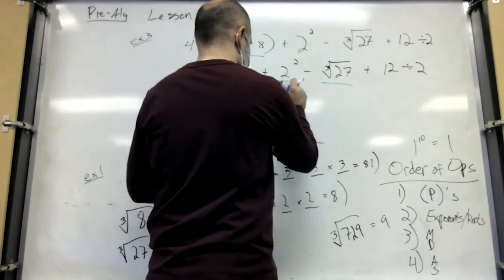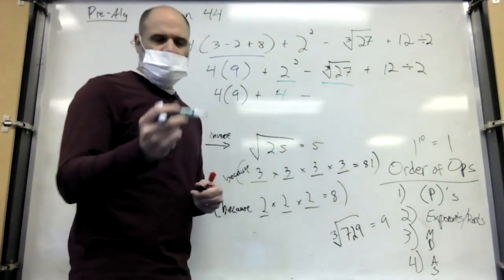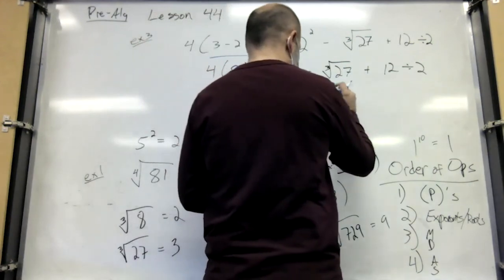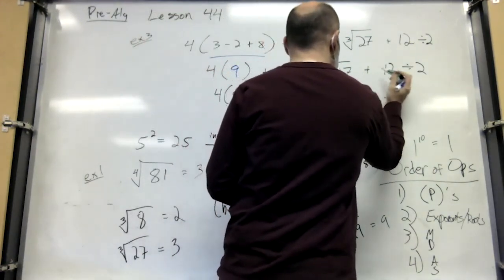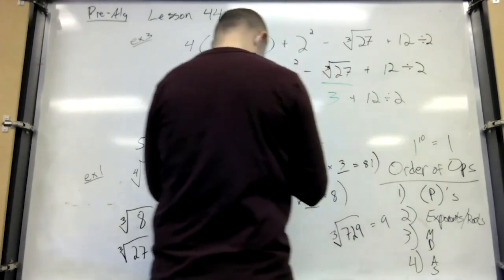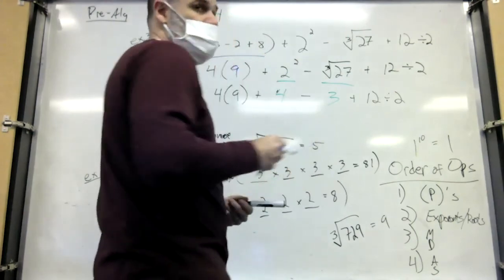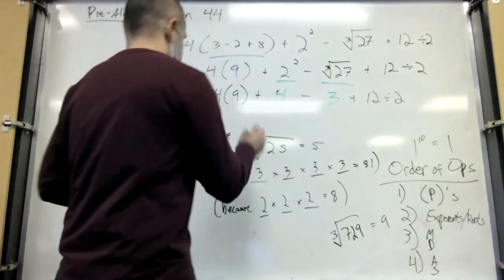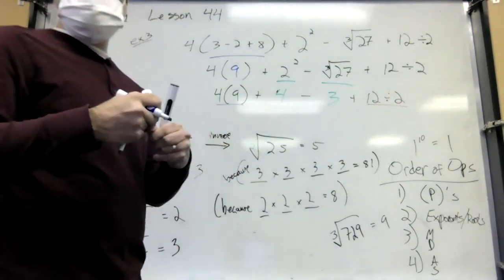minus, what's the third root of 27? 3, because 3 times itself 3 times is 27. Plus 12 divided by 2. What do we do next? We do multiplication and division. Those are the only multiplication and division problems.